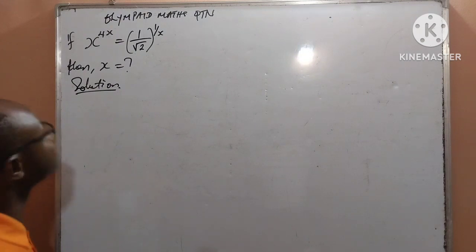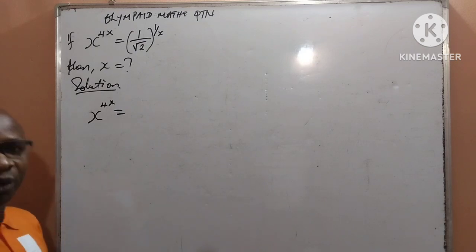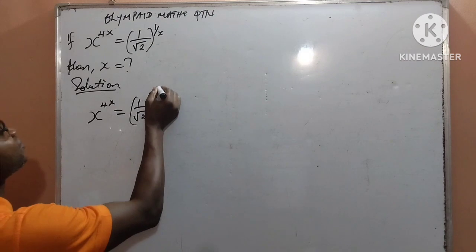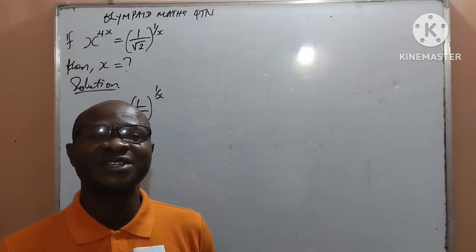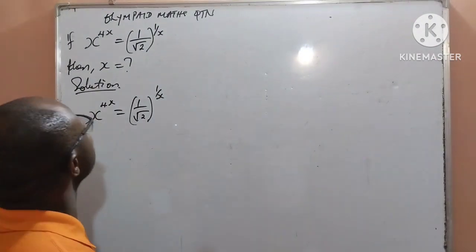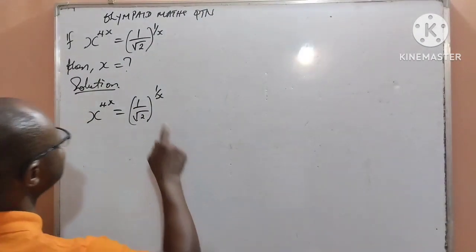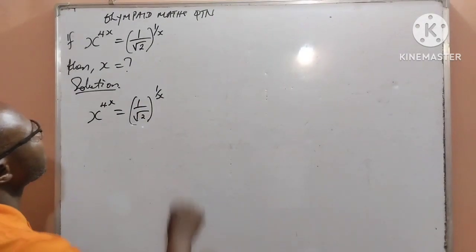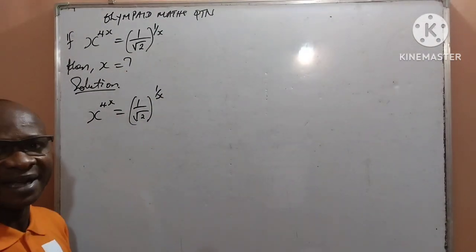Okay. I am given to solve x raised to the power 4x, which is equal to 1 all over the square root of 2, everything raised to the power 1 all over x. The first step I will take in solving this problem is to multiply both sides of the exponent by x. By so doing, I simply want to get rid of the power 1 over x. I just want to remove x, the exponent, on the right hand side.